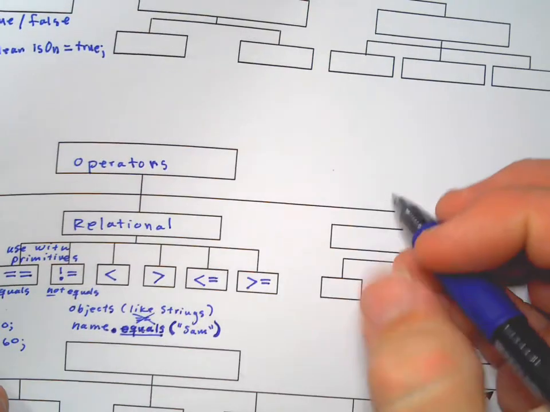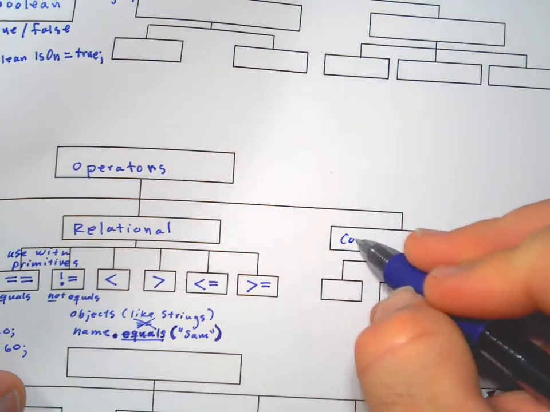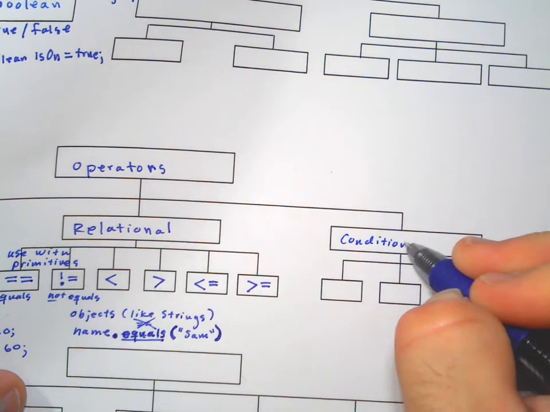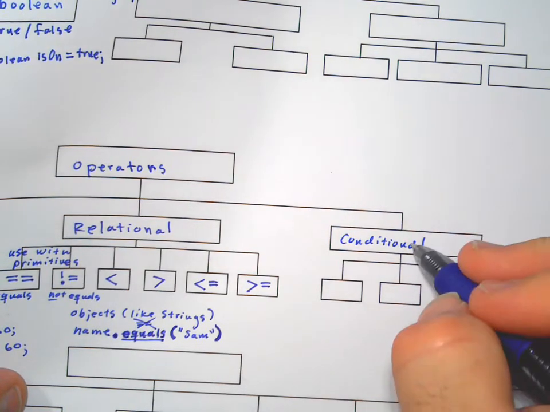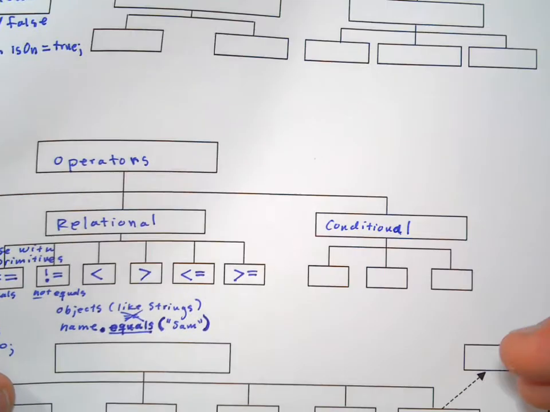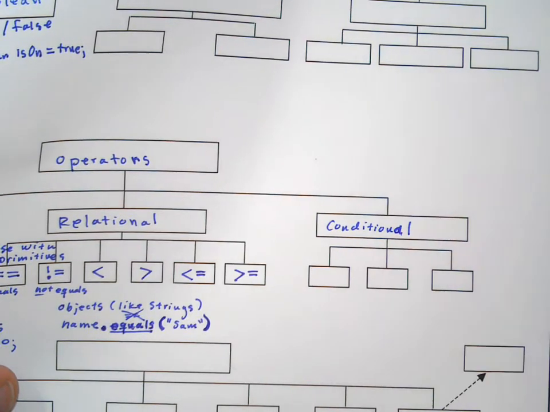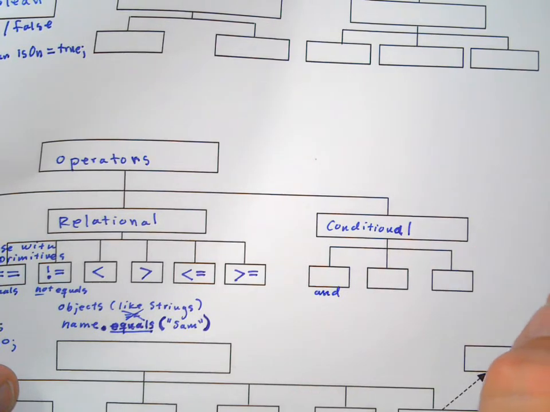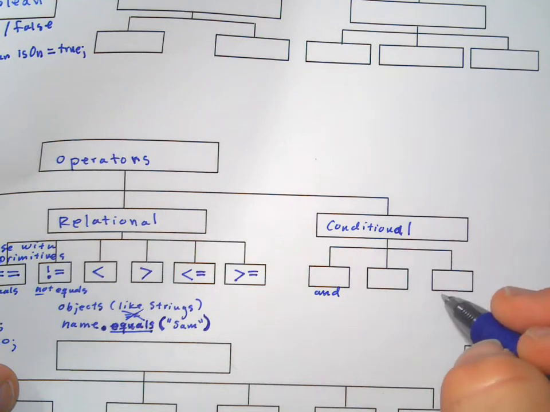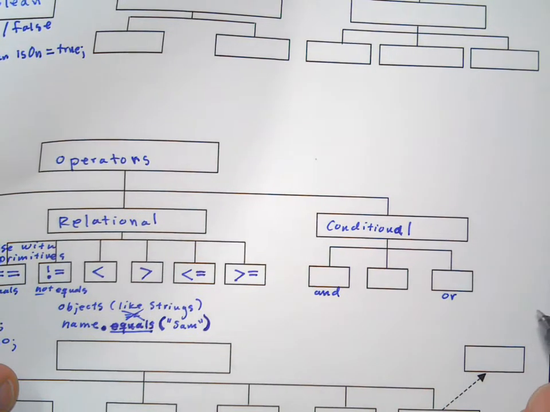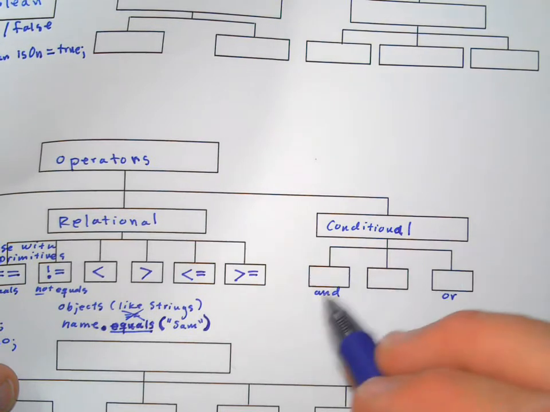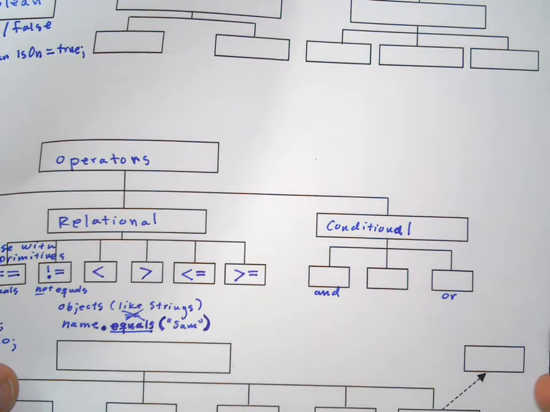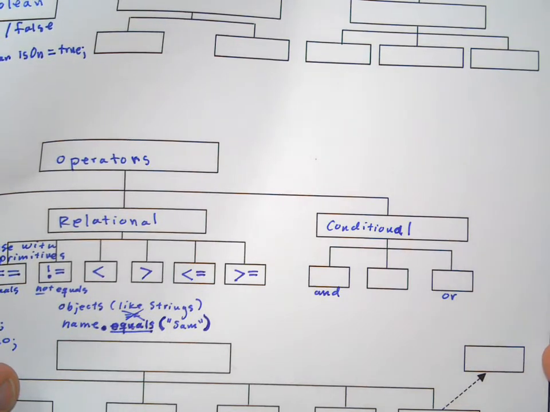There are other operators called conditional operators. And conditional means with logic. If there's multiple things, it's like multiple conditions. So if you want to do and, like in math, there's and, or. And that has meaning. If you have two conditions with the word and, that means both conditions have to be true for the whole thing to be true. If you have or, then only one has to be true, but both could be true.